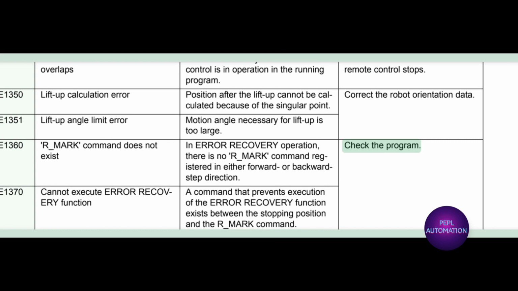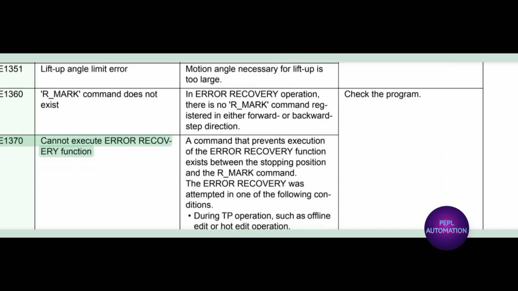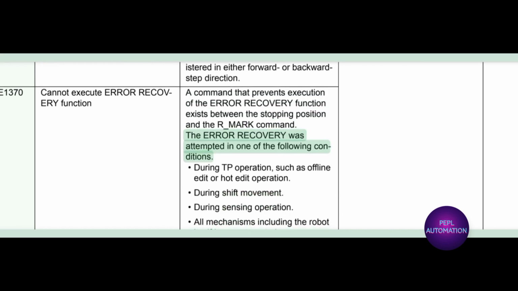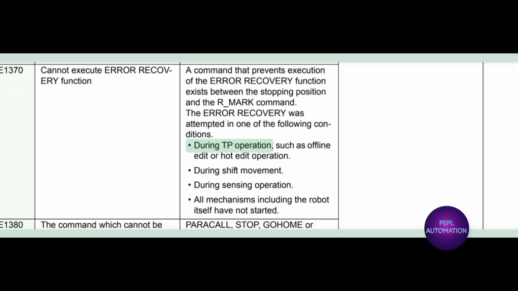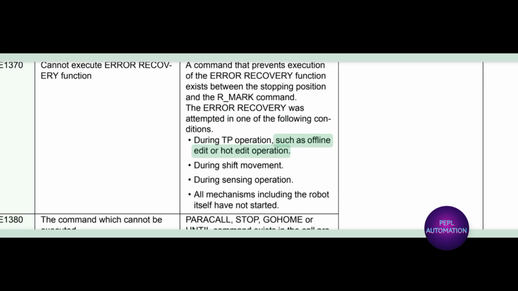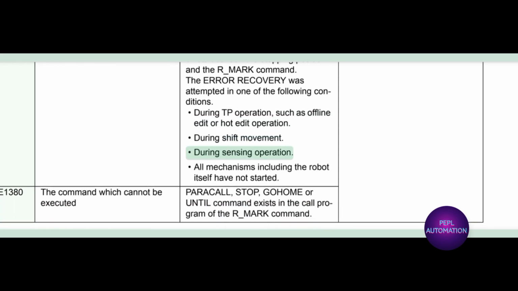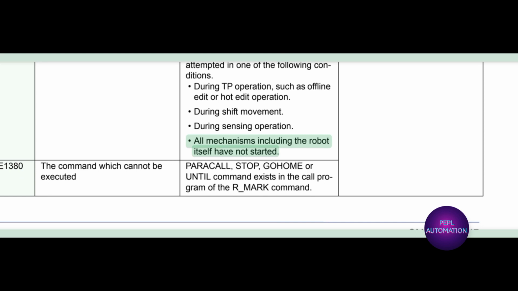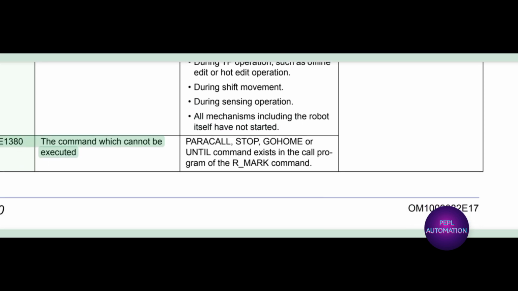Check the program. E1370 cannot execute error recovery function. The command that prevents execution of the error recovery function exists between the stopping position and the R_mark command. The error recovery was attempted in one of the following conditions: during TP operation, such as offline edit or hot edit operation; during shift movement; during sensing operation. All mechanisms including the robot itself have not started.